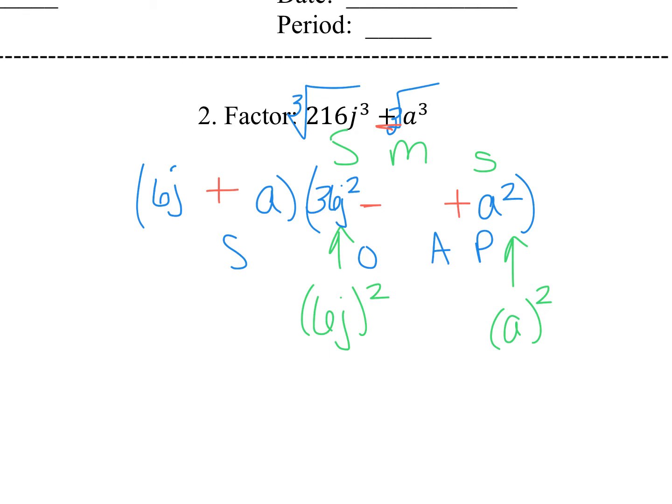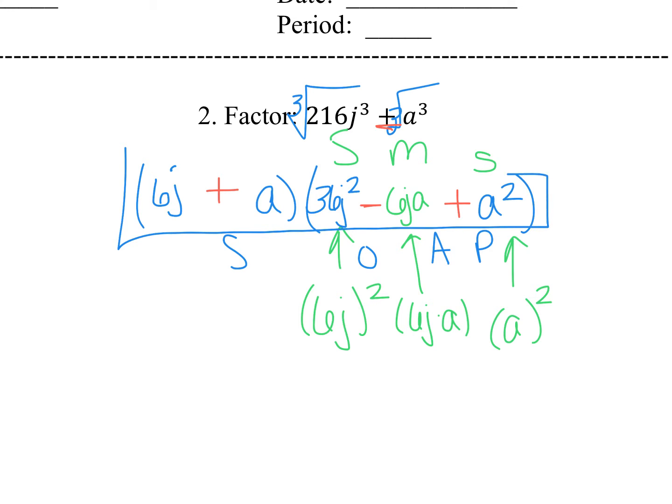And then the middle term I'm going to multiply. So to get the middle term, I'm going to do 6j times a. And that's just 6ja, which I should do in blue because everything's been in blue, but that's okay. So this is my answer right here. Okay.